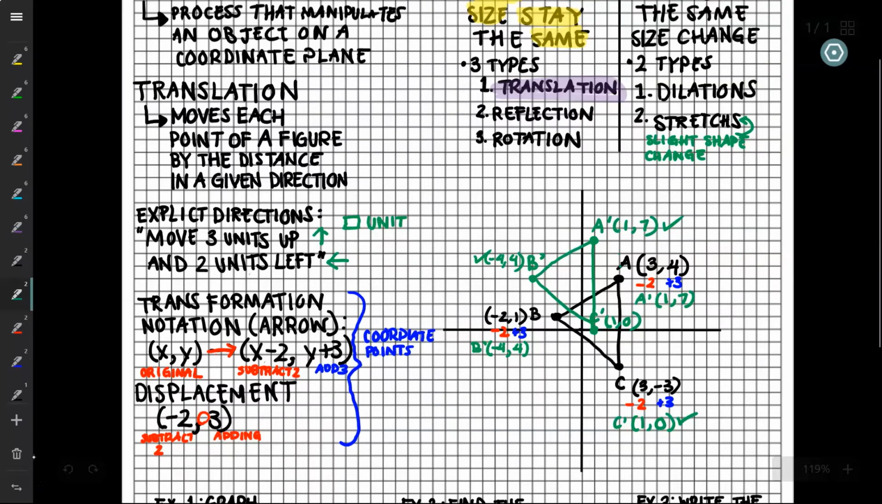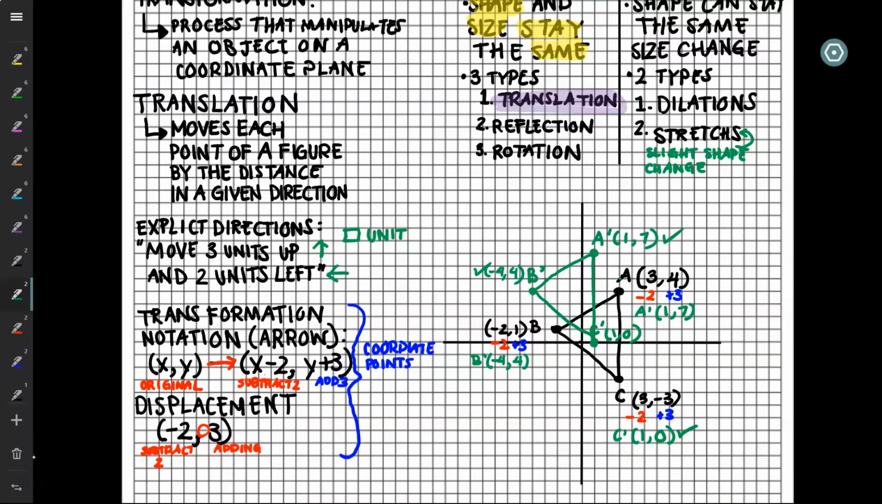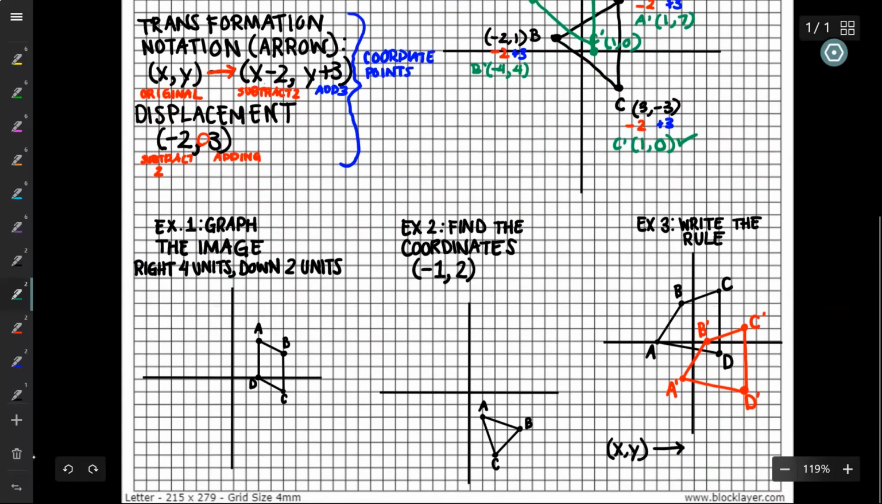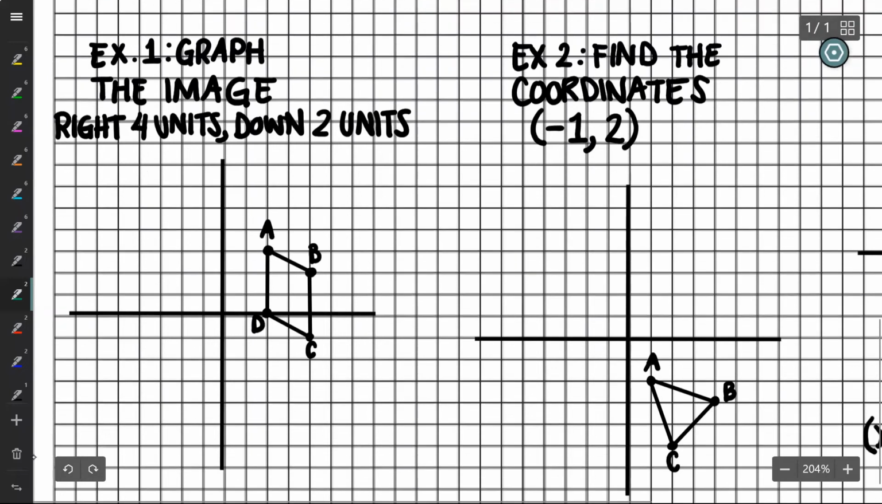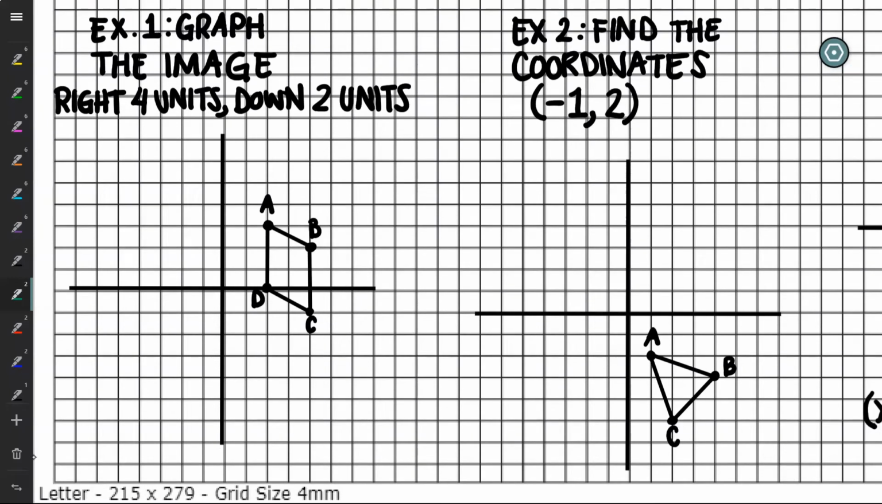Alright, so you're going to see translation examples in 3 different forms, the types of questions that they ask you, that is. So the first is going to tell you to graph the image. So here we have an example of our explicit, where it's telling us exactly what to do to each point. So it's telling us to move to the right 4 units and down 2 units. So you can start with whatever point you want. I'm just going to start with point A. So here I have 1, 2, 3, 4 to the right and 2 down. 1, 2.